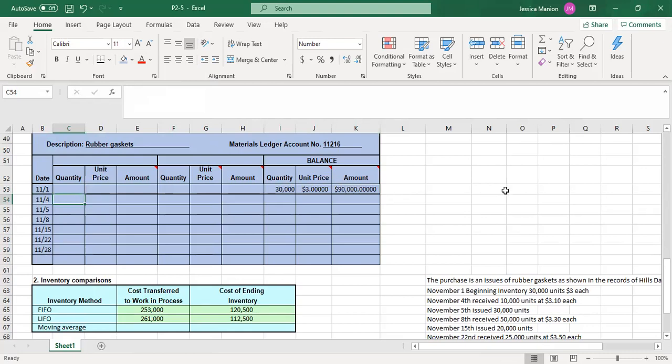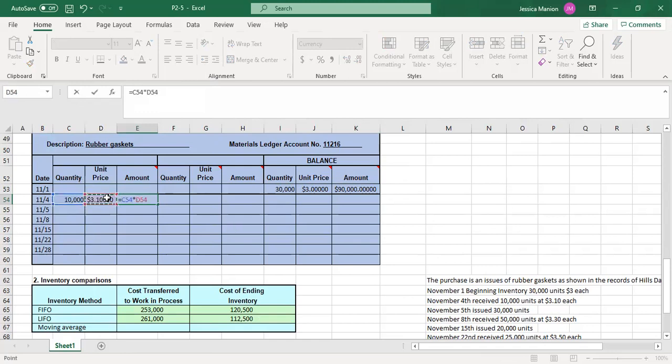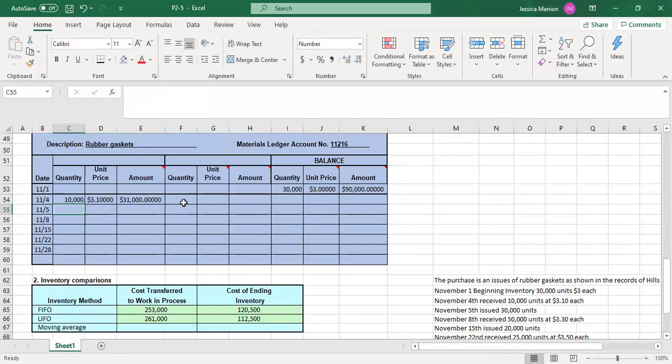All right, November 4th received 10,000 units at $3.10 each. So 10,000 units, $3.10 each, so 31,000. All right. So now that we have some units that cost $3 each, and we have some units that cost $3.10 each, we need to calculate the weighted average.